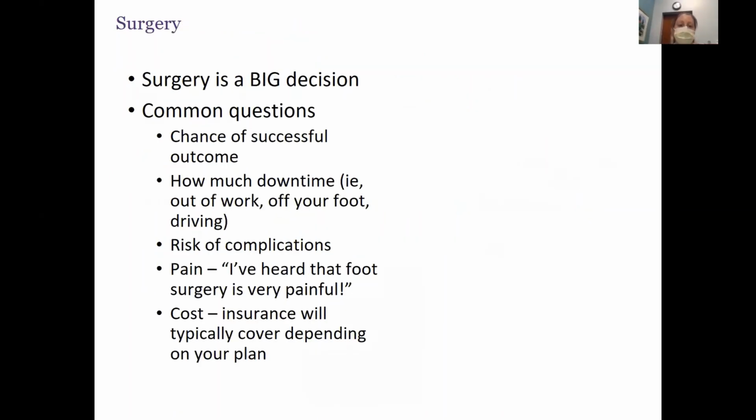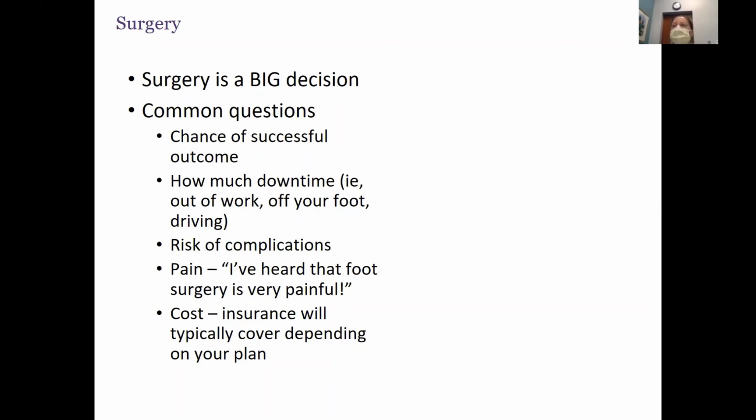So in terms of surgery for you, when would you decide you wanted surgery? Common questions: chance of successful outcome, how much downtime will you have, complications, foot surgery is painful, will insurance cover it? So to answer these, very successful outcomes. There is risk. With anything, there's no risk-free surgery. There is a risk of recurrence of 3 to 7%. How much downtime depends on which foot you're doing. If it's your right foot, you're down for about 6 to 8 weeks. If it's your left foot, you're down for 3 to 5 days, depending on how long you need to be on any pain medicine after surgery itself.